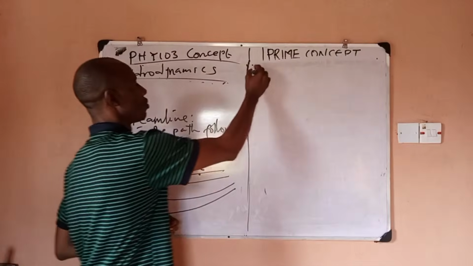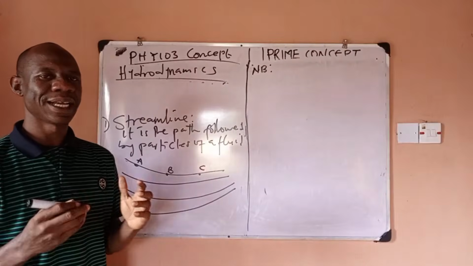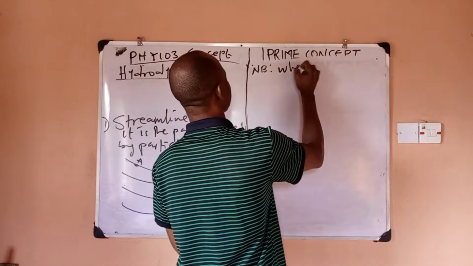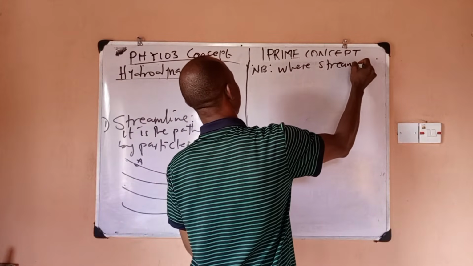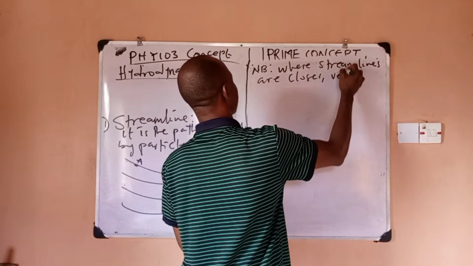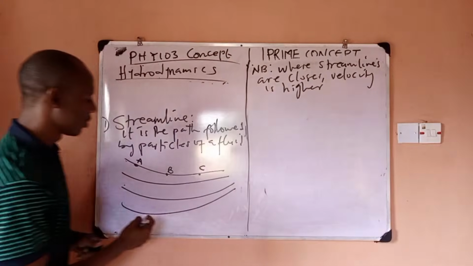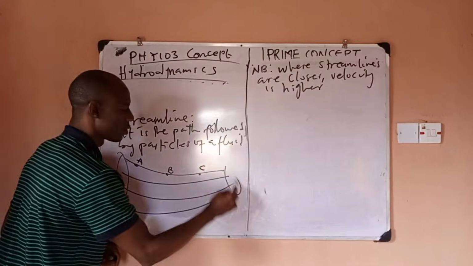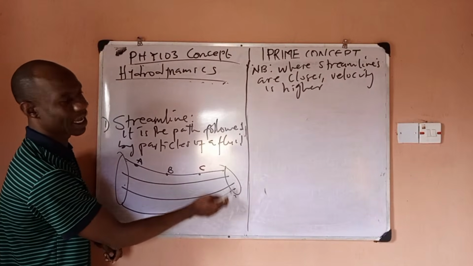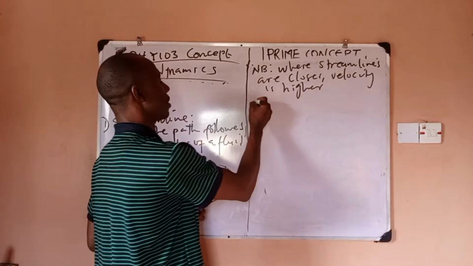Now, one of the things I want you to note for a streamline is that where streamlines are closer, velocity is higher. So they can ask you at this point and at this point, where do you have higher velocity? You have higher velocity at this point. Why? Because the streamlines are closer at this point. So that is one of the characteristics of fluid we talked about.